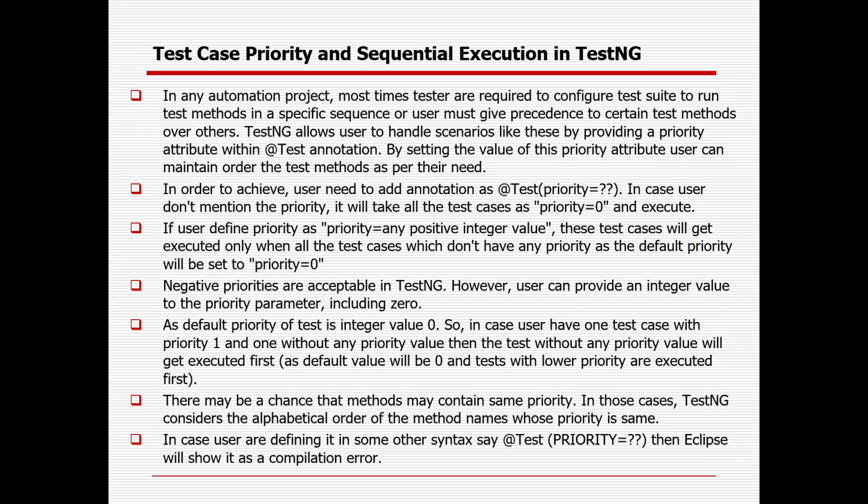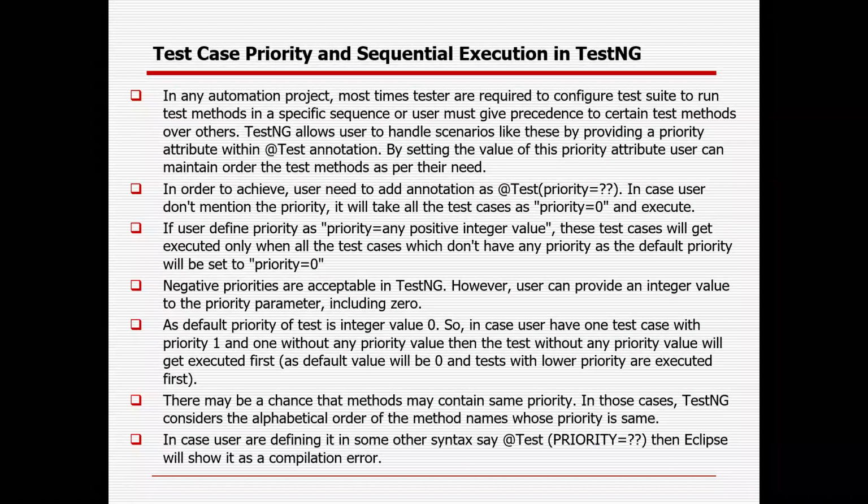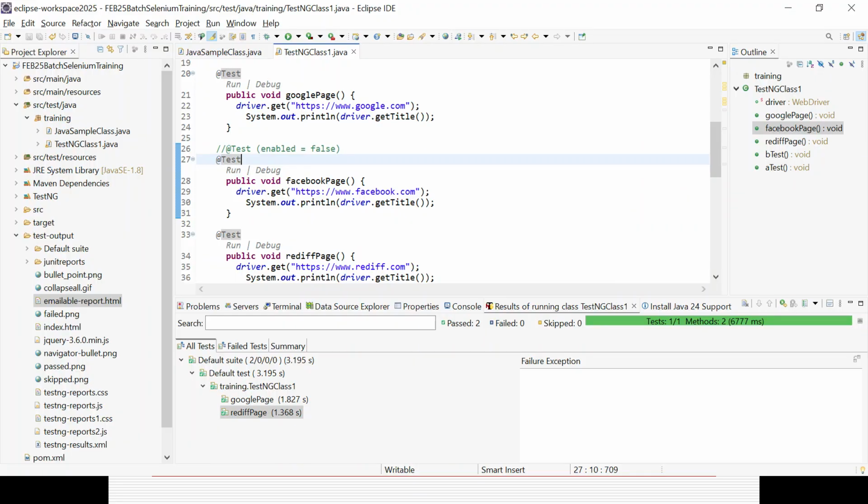In any automation project, most of the time testers are required to configure the test suite to run test methods in a specific sequence, or the user must give some precedence to certain test methods over others. So TestNG allows the user to handle scenarios like this by providing a priority attribute within the @Test annotation. By setting the value of this priority attribute, the user can maintain the order of the test methods as per their priority. So priority can take only a numeric value, an integer value. It can be negative to positive. In case you are not giving any priority, it will take 0 as the default priority.